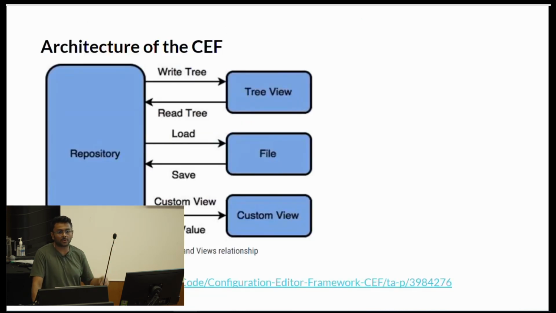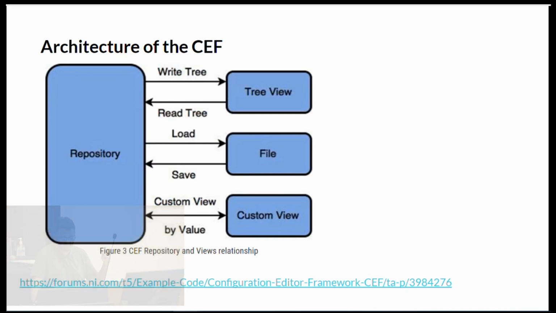So yeah, now let's quickly have a look at the architecture of the configuration editor framework. Now this image is taken directly from the NI CEF documentation page. The link is given below. The primary block diagram we see here is the repository. Now this repository is the in-memory location where the configuration is stored. The repo is a class. Just like each node on our tree is a class, the repo is a class.